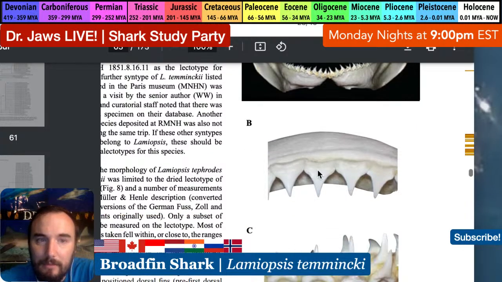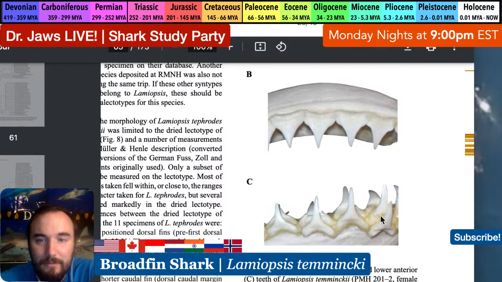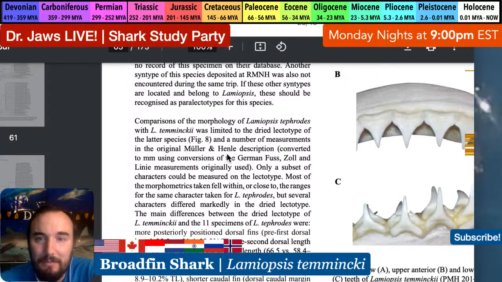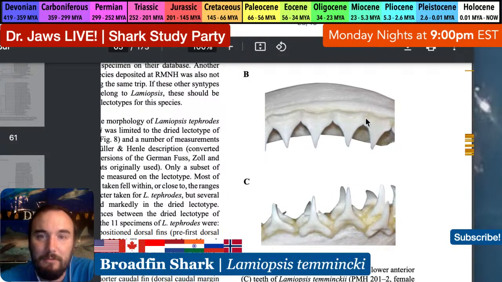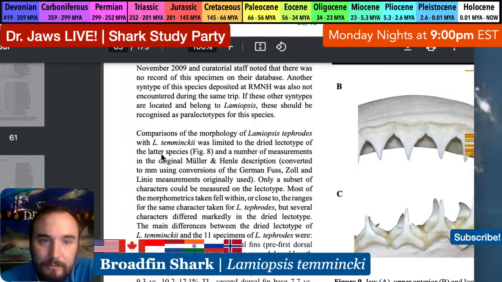And then, nice view of the teeth as well. So they look superficially pretty similar. I mean, it's hard to tell. It's almost impossible to tell the species apart from the teeth. Preliminarily, the broadfin shark's teeth look a tiny bit narrower, but that's probably the position of the jaw that this photograph comes from, as opposed to the species itself. But anyway.